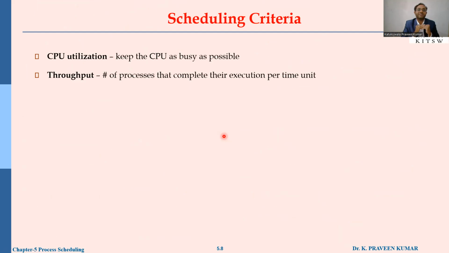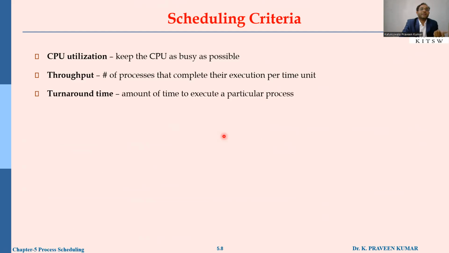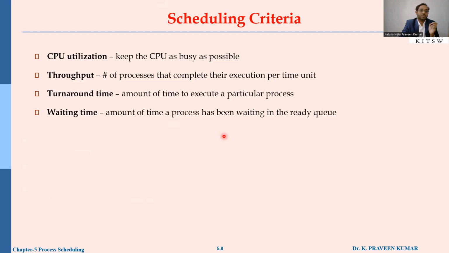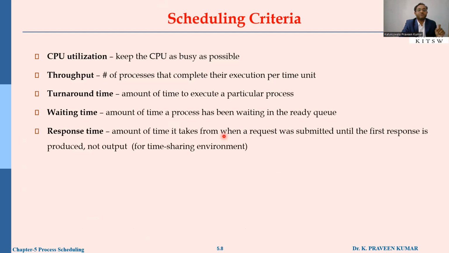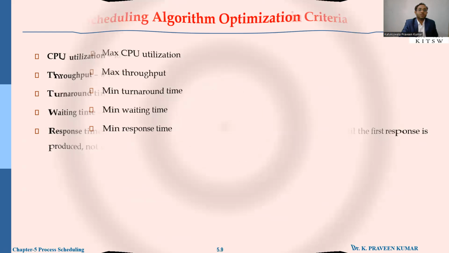So always throughput must be high. The number of processes completed must be high in a certain amount of time. Turnaround time: the amount of time taken to execute a particular process is called turnaround time. Waiting time: the amount of time a process has been waiting in the ready queue. So waiting time must be less and turnaround time must be low. Response time: the amount of time it takes from when a request was submitted until the first response is produced.